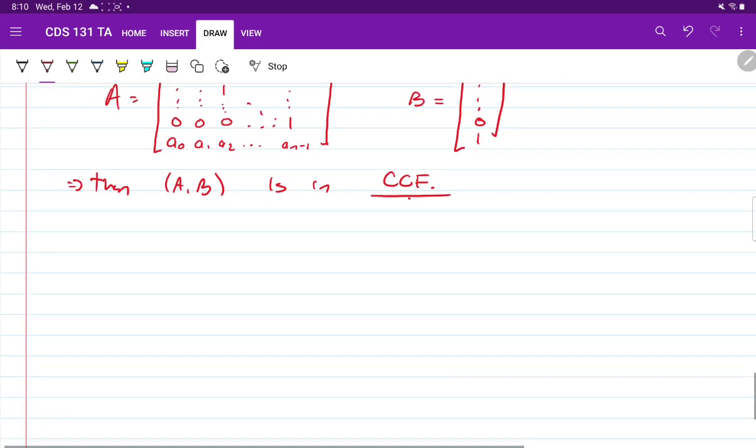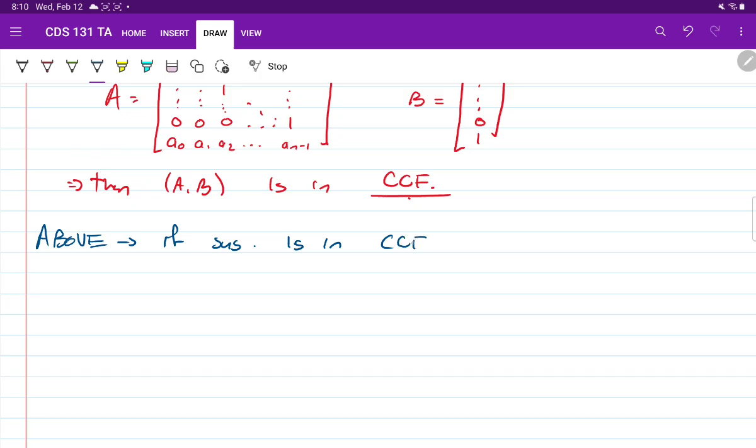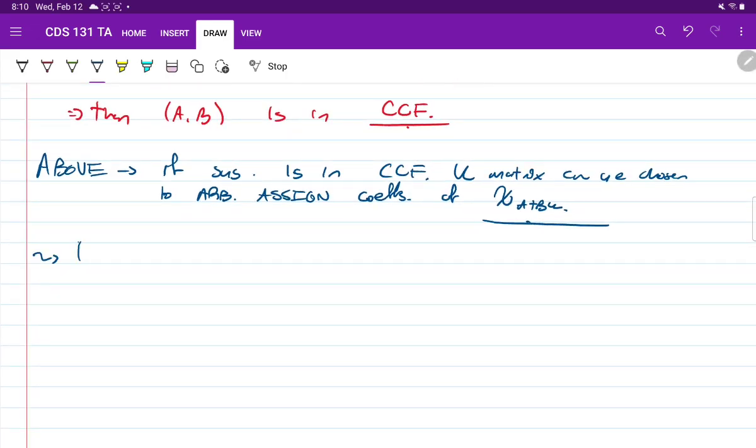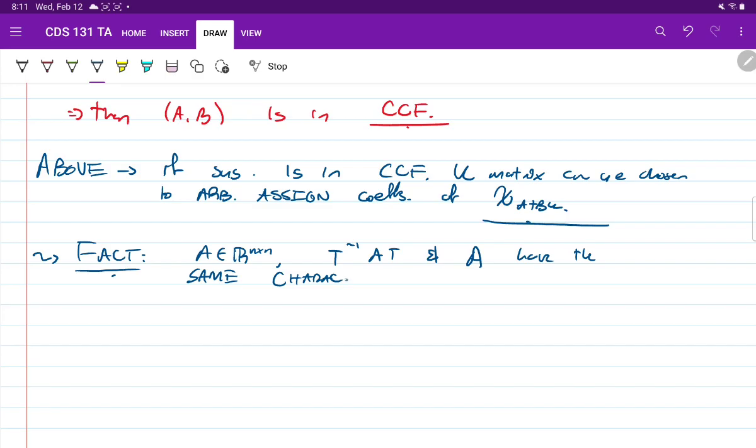Okay? So what we've effectively said above is that if the system is in CCF, this K matrix can be chosen to arbitrarily assign the coefficients of chi of A plus BK. All right, so here's a really nice fact from linear algebra that will make this really useful for us. The fact is that for any matrix A in R N by N, T inverse A T and A have the same characteristic polynomial. So if you transform a matrix into a new basis by doing the similarity transform T inverse A T, you don't actually change the characteristic polynomial.